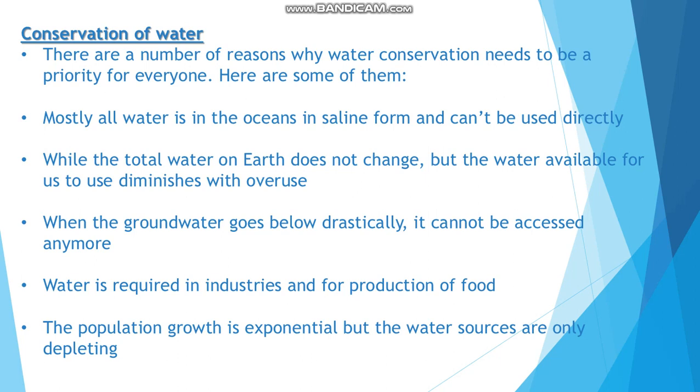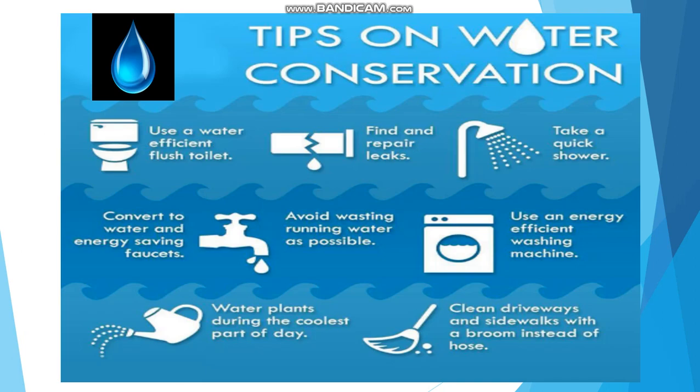Mainly, implementing rainwater harvesting plans. The population growth is exponential, but the water sources are only depleting. So these are the ways we can conserve water.